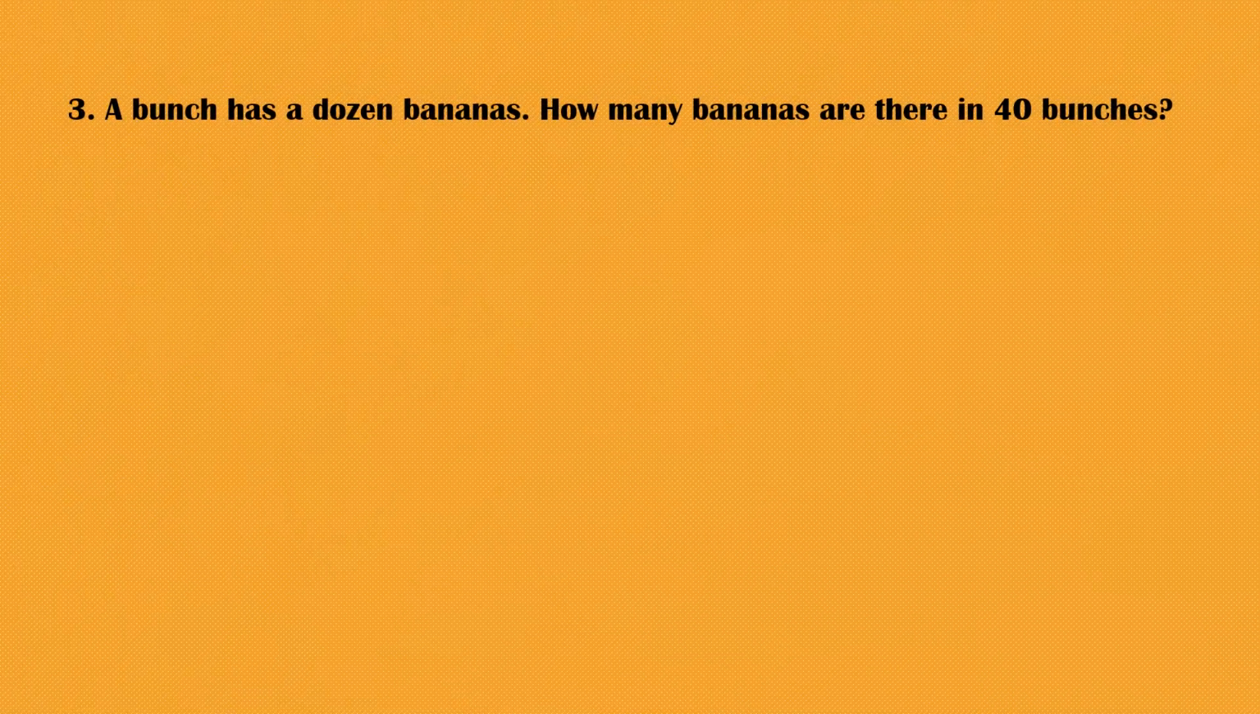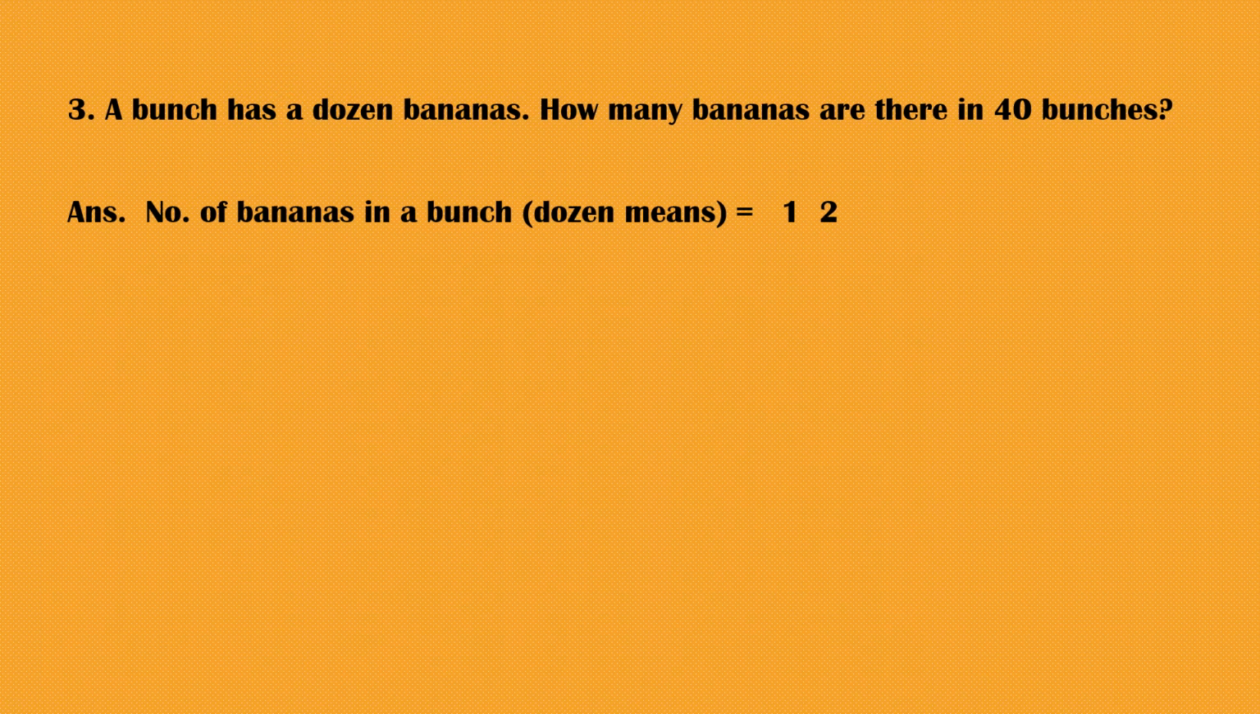Now see this question. A bunch has a dozen bananas. How many bananas are there in 40 bunches? Now dozen means 12. A bunch means single. That means a single bunch of bananas has 12 bananas in it. Now how many bananas are there in 40 bunches? Suppose 40 bunches will come, then how many total bananas will be there?